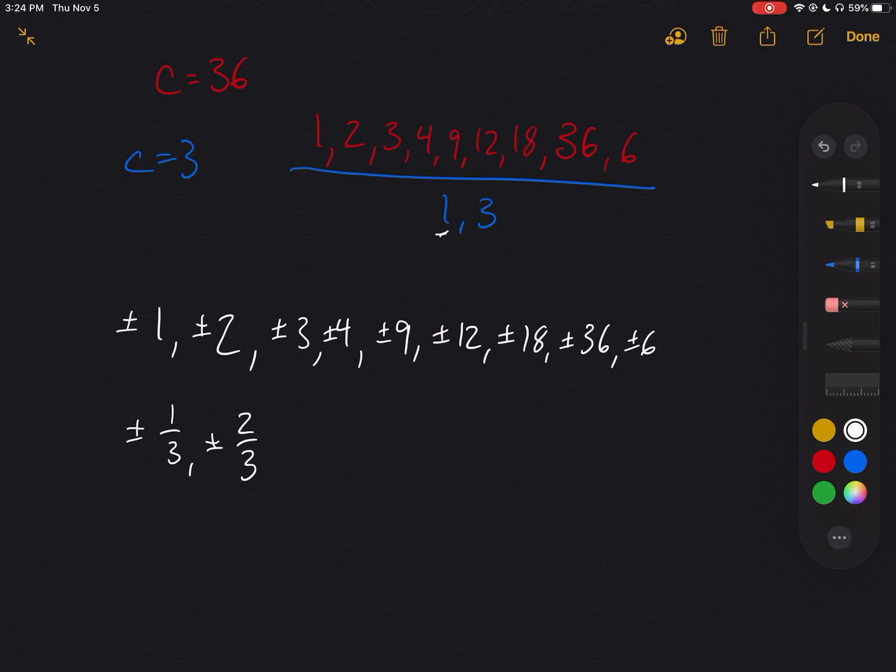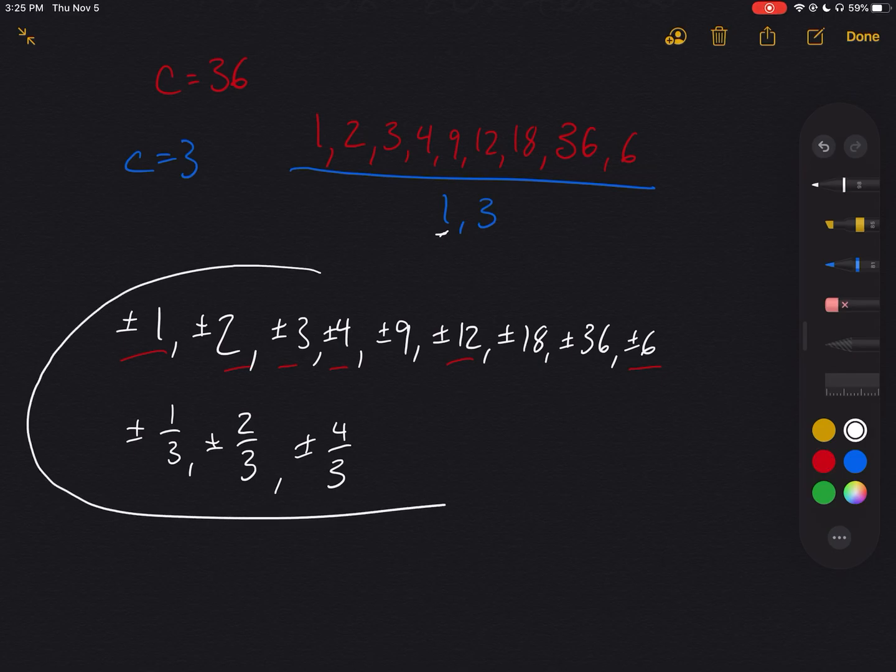And then we can get rid of any repeats. 3 over 3 is just equal to 1, so I don't have to rewrite that one. Now I'm at 4 over 3. That is a unique one, so we'll write that down. 9 over 3 is just 3, and we already have that. 12 over 3 is just 4. 18 over 3 is just 6. 36 over 3 is just 12. And 6 over 3 is just 2. So this right here is my whole list of possible rational roots, or rational factors.